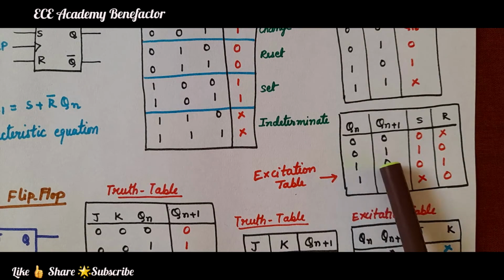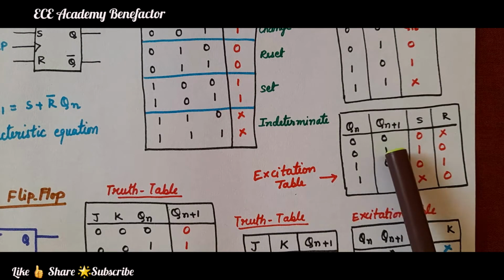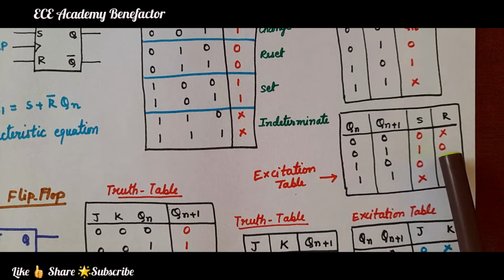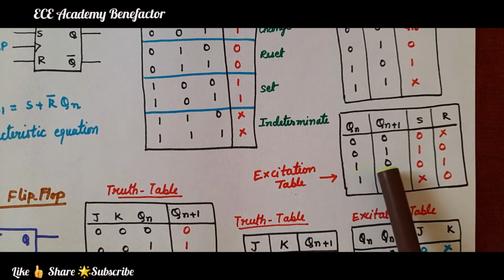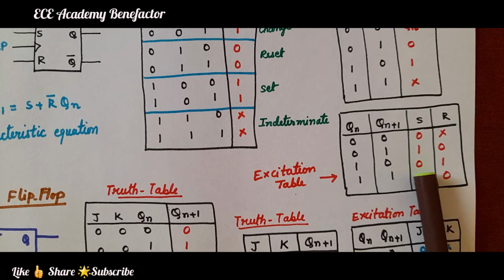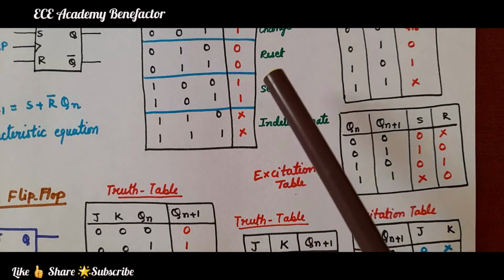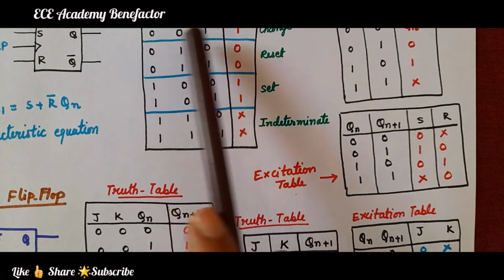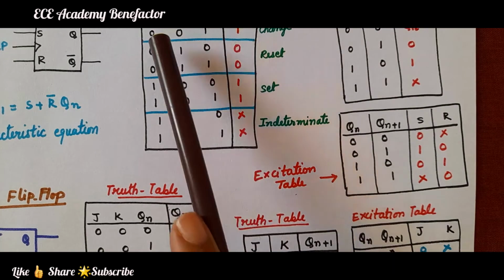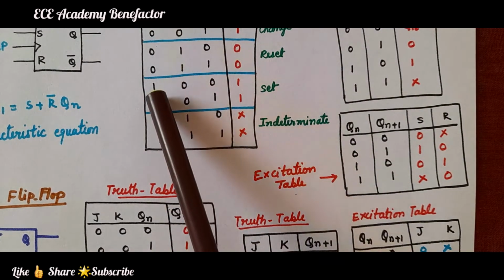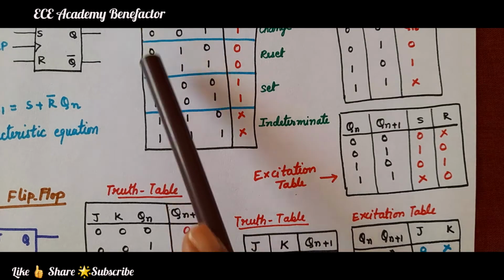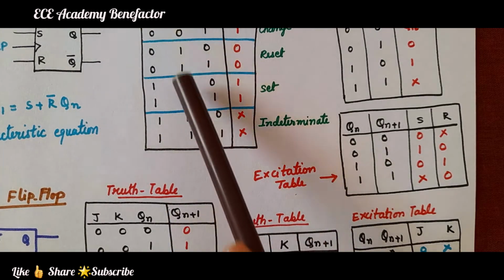Okay. For 0 1, what is Qn plus 1? Set state. Qn plus 1 is 1 means set state, it means S is 1, R is 0. For 1 0, Qn plus 1 is 0, 0 means reset state. So it will be 0 1. For 1 1, it is 1 at what condition? Qn plus 1 is 1 for the 0 1 condition and for 1 1. So what is changing? S is changing and R is all the time 0.